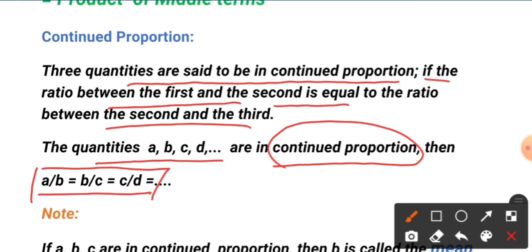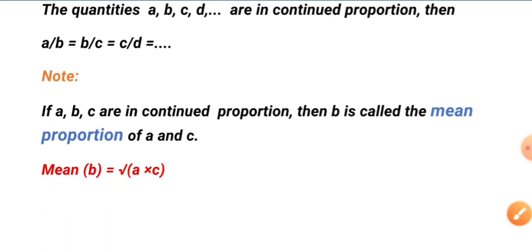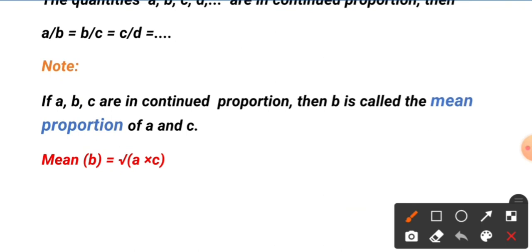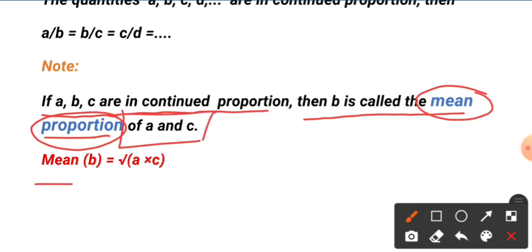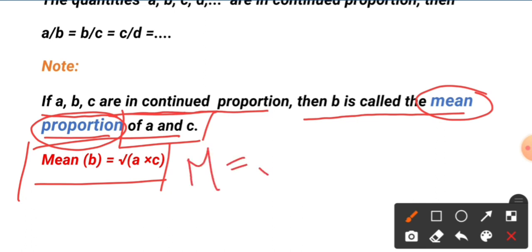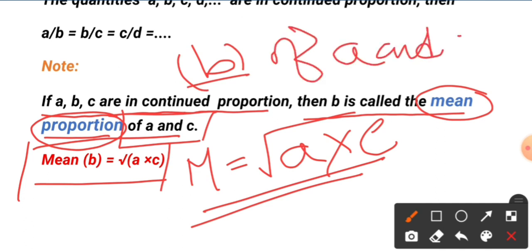And for this continued proportion we get one more word, that is mean. Very important here. You can see A, B, C are in continued proportion, then B is called the mean proportion of A and C, and mean equals under root A into C, because B is the mean of A and C. That's why B equals under root A into C.